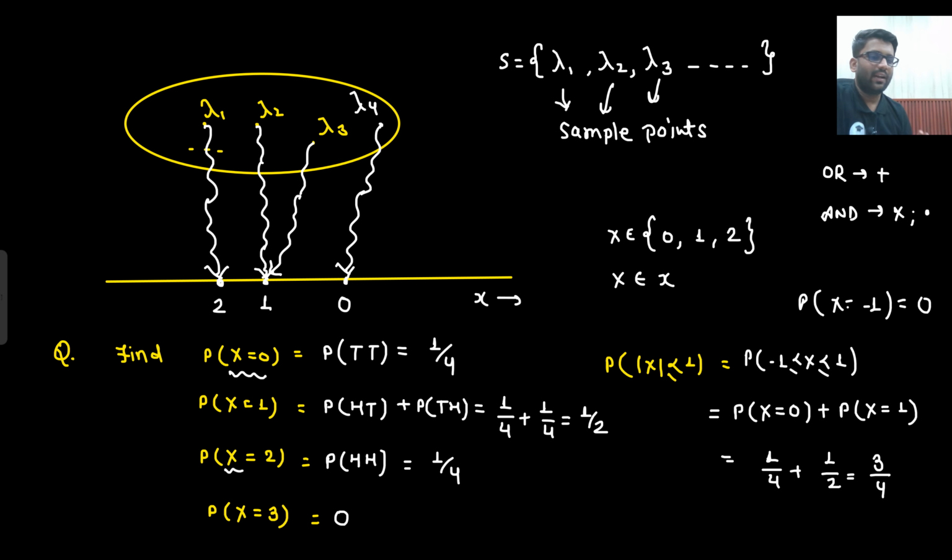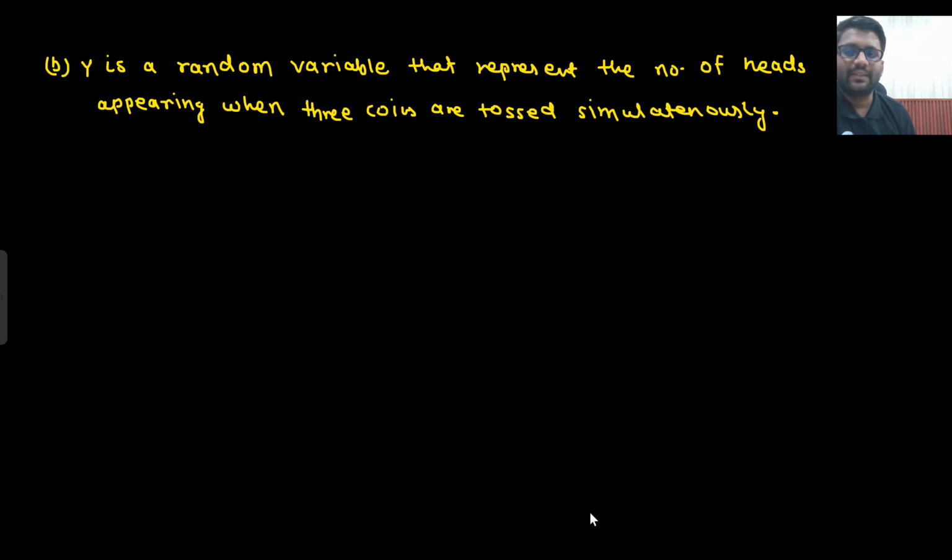So right now we are just understanding the basic meaning of random variable. I hope it is being clear to you. Well and good. Let's see another example.